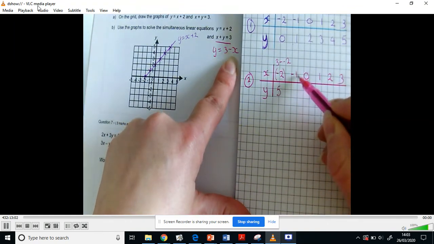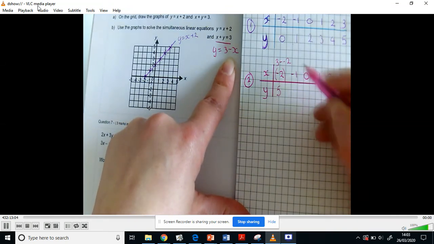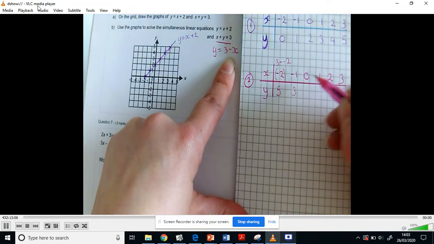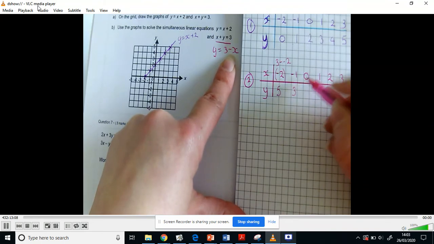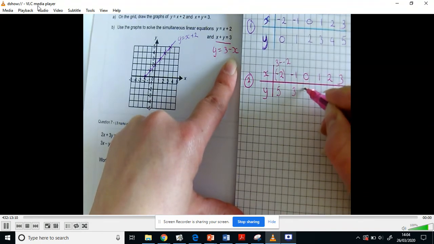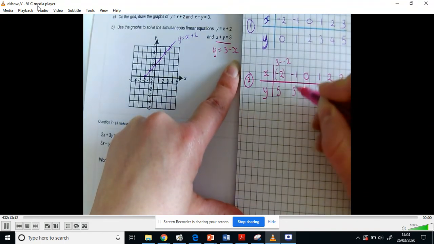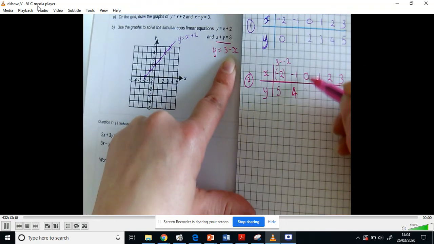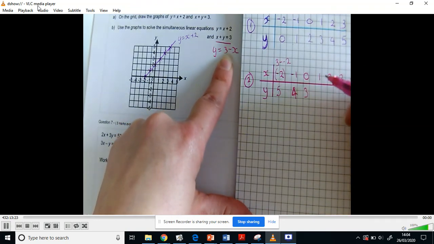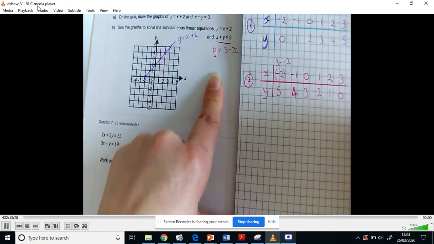Here I've got 3 subtract -1. So that would be 3. 3 subtract 0. Oh, hang on. Sorry. 3 subtract -1 will give me 4. 3 subtract 0 will give me 3. 3 subtract 1 is 2. 3 subtract 2 is 1. 3 subtract 3 is 0.